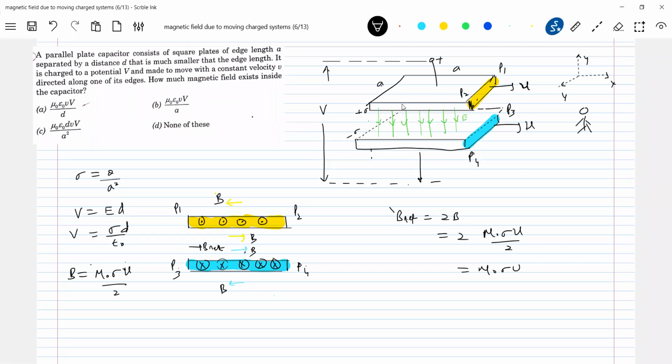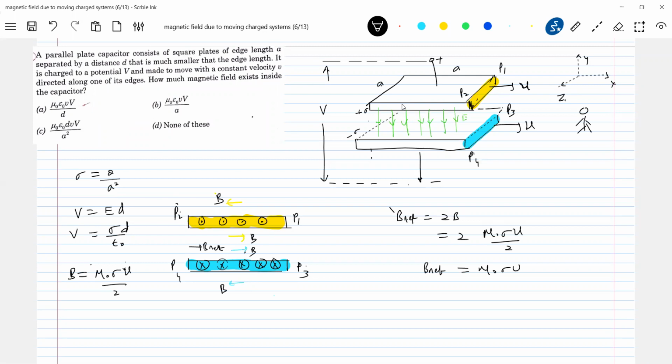This is the B net. What should be the direction of B net? According to this, I think I'll change the P1. We'll give the direction of B also, it'll be much easier. What should be the direction of B net? Negative z axis. Clear? Negative z axis.